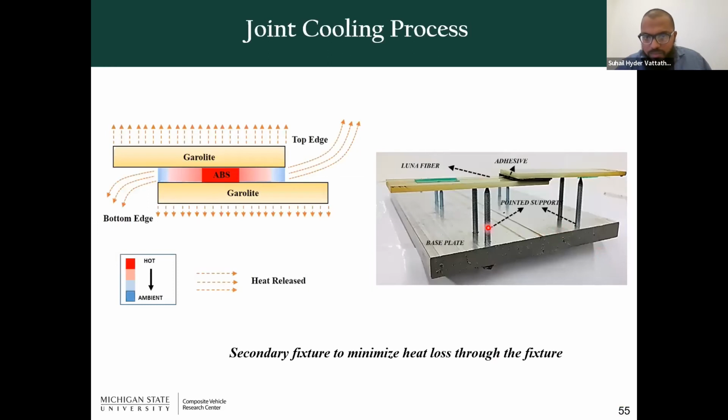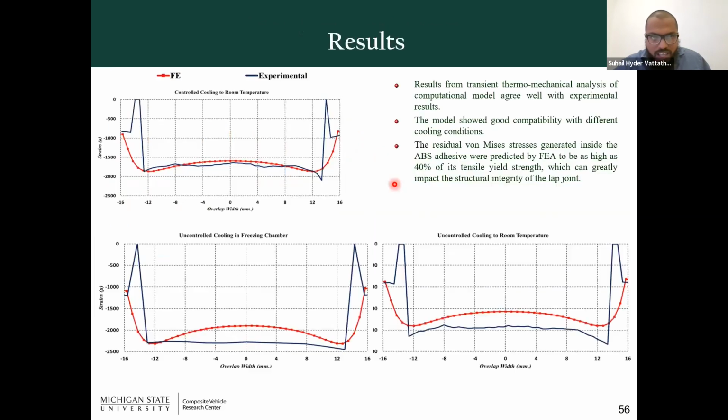Here is the real lap joint that you can see, and the fiber optical sensor is here. And this is the time once the adhesive has reached 120 C, and it will be monitoring the residual strains. And we actually did the cooling process in 3 different stages. One was the controlled cooling to the room temperature, and we also did uncontrolled cooling to the room temperature, and we did uncontrolled cooling in a freezing chamber.